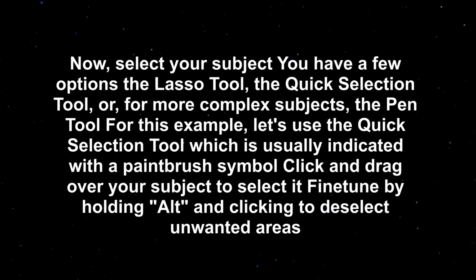Now, select your subject. You have a few options: the lasso tool, the quick selection tool, or, for more complex subjects, the pen tool. For this example, let's use the quick selection tool, which is usually indicated with a paintbrush symbol. Click and drag over your subject to select it. Fine-tune by holding Alt and clicking to deselect unwanted areas. Keep your cursor on the subject's edge while clicking, ensuring you get every detail.